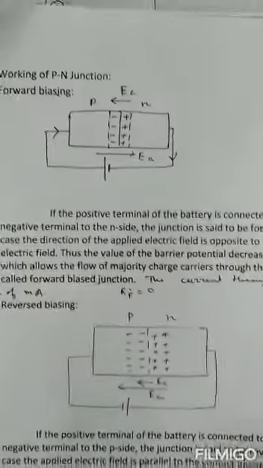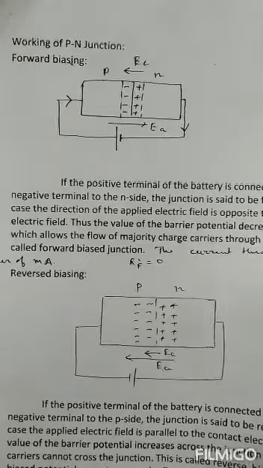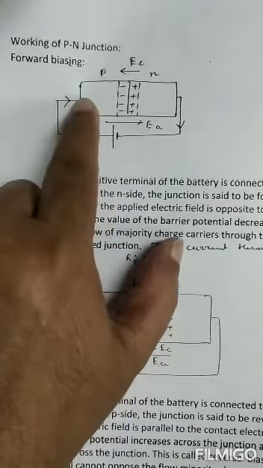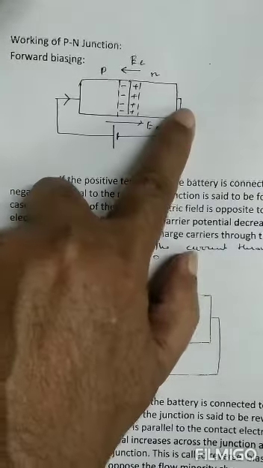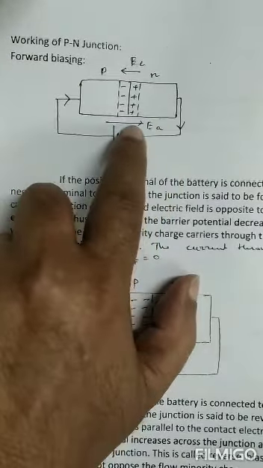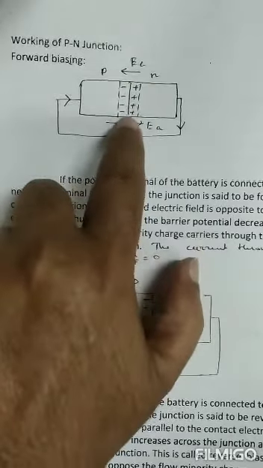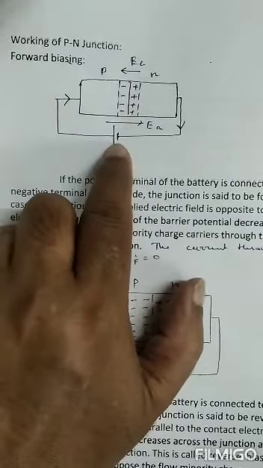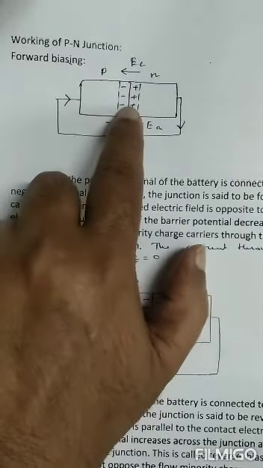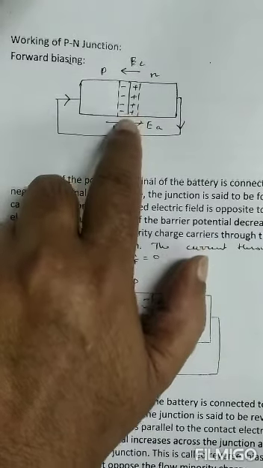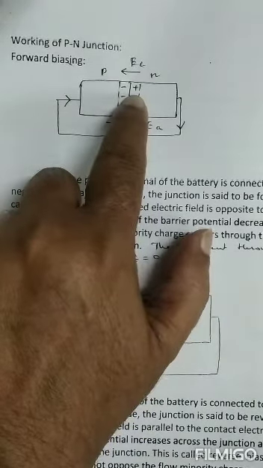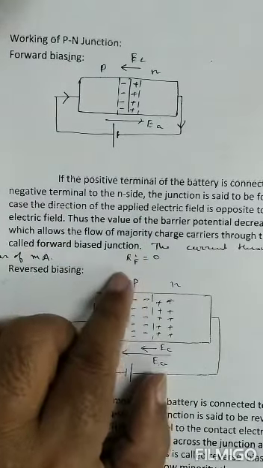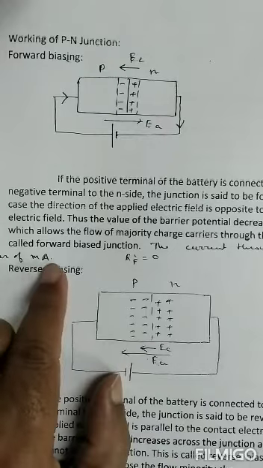So this is the forward bias and reverse bias. In forward bias, positive terminal of the battery is connected to the P side and negative terminal to the N side. As a result, contact electric field and applied electric field are opposite to each other. If the applied potential is more than that of contact potential, this field is completely removed and hence majority charge carriers can cross the junction. And current through the junction is of the order of milliampere.